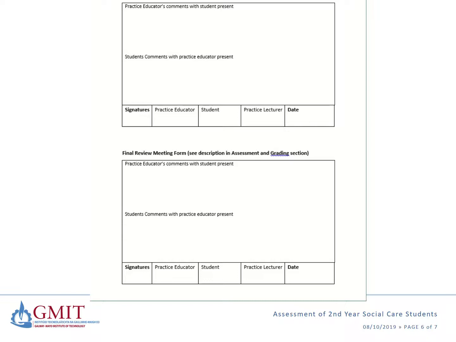Having assessed the student, you will then be asked to complete your comments at both the midway and the final review stage. So as you can see, you will complete comments as the practice educator, and the student will also get an opportunity to submit comments. At the end of placement, the assessment record book will be taken by the student, having been signed off by the practice educator, the student, and the practice lecturer, and returned with the rest of their documentation.